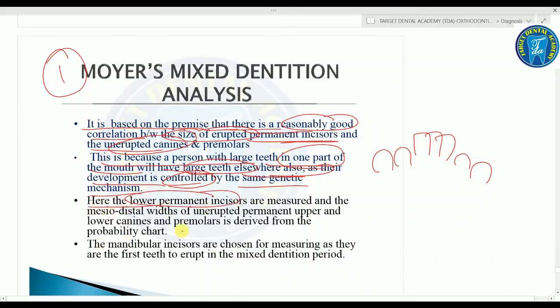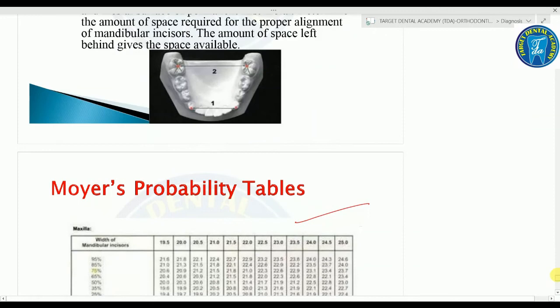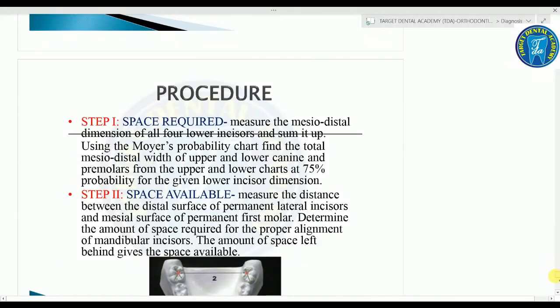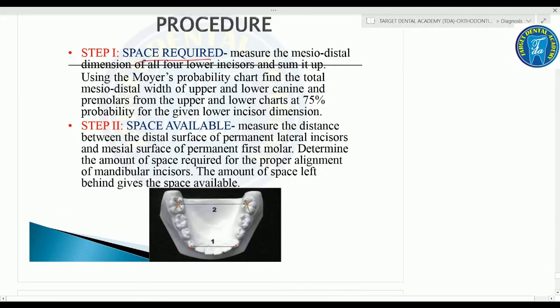Here is the lower permanent incisor. These are measured, and the mesiodistal widths of the unerupted upper and lower canine and premolar are derived from the chart. So this is the probability chart. In this process, step 1 is the space required. Measure the mesiodistal dimension of all the 4 incisors and sum the data.